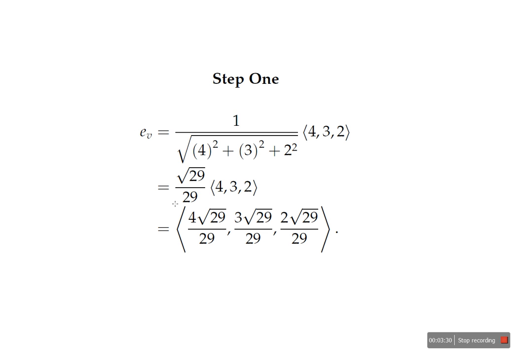By scaling the vector of components 4, 3 and 2 by 1 over the magnitude of V, which is now square root of 29 over 29, one obtains these components for the unit vector pointing in the direction of V.